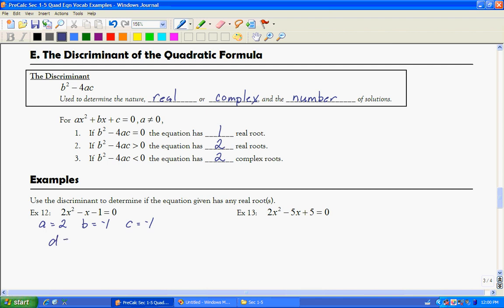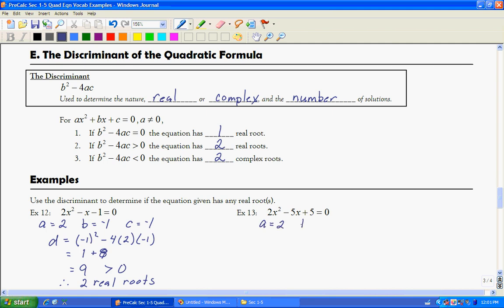So my discriminant, which we can label with a lowercase d for discriminant, is -1 squared minus 4 times 2 times -1. So that ends up being 1 plus 8, which is equal to 9. 9 is greater than 0, so therefore, the little symbol, the triangle with the dots, therefore we're going to have two real roots, or two real solutions.